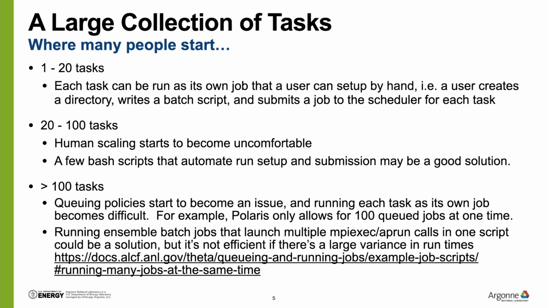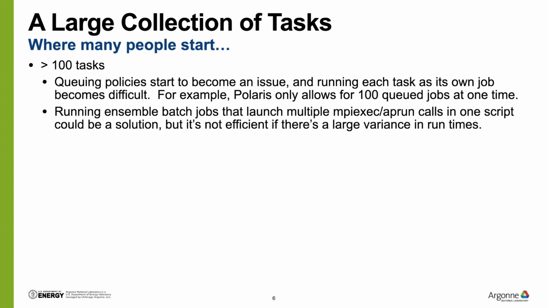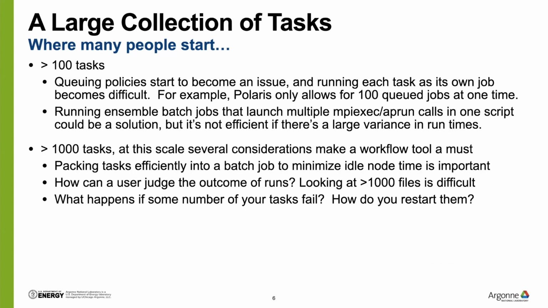And so at this point, you might start thinking about, maybe there's a better way to do this. Maybe there's a tool I could use. And of course, the problem only gets worse as you go to 1,000 tasks. At this scale, you start thinking about, okay, I need to be packing jobs into a batch job efficiently to minimize idle nodes, but also, how do you even judge the outcome of these runs? How do you judge whether they were successes?